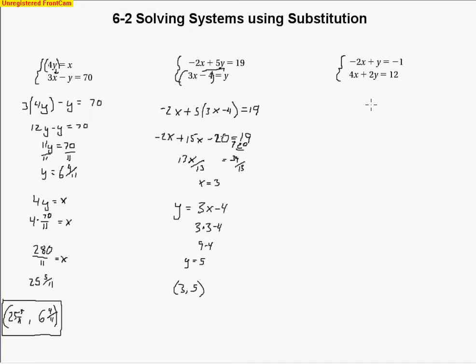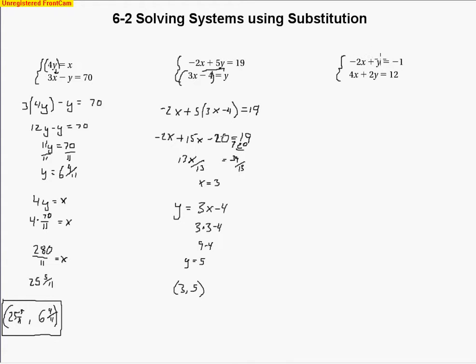Well, looking at the next problem, here I have a problem in which I've got negative 2x plus y equals negative 1, and 4x plus 2y equals 12. So I don't have a variable solved for. So I have to get a variable by itself. So a few different choices here.